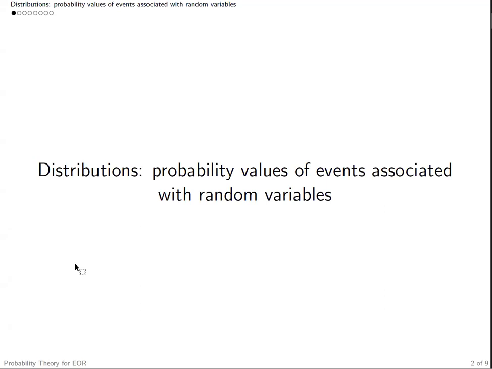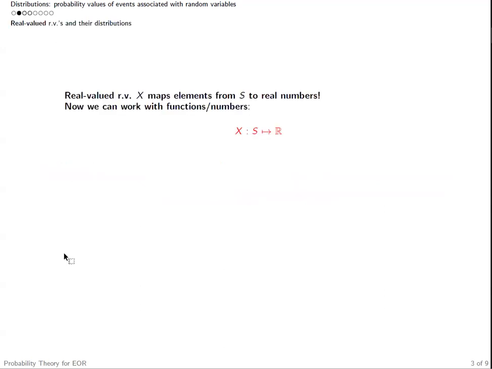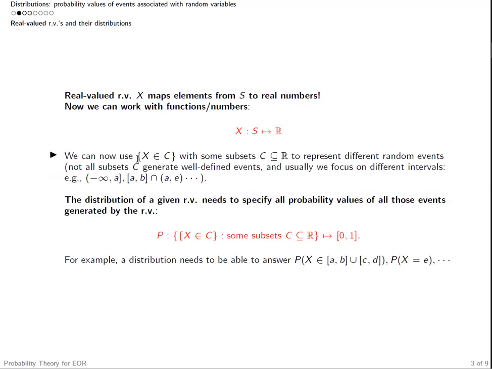This video discusses distributions concerning particularly real-valued random variables and discrete random variables. For a real-valued random variable, for example, if we pick one, X would map elements from sample space S to real numbers. And we can use X in C to denote random events: a random event containing all the outcomes such that X would map those outcomes to values within C. And here C is some subset of the real line.